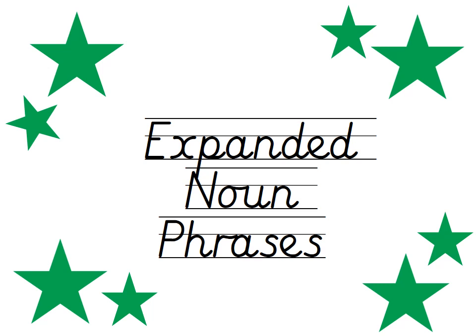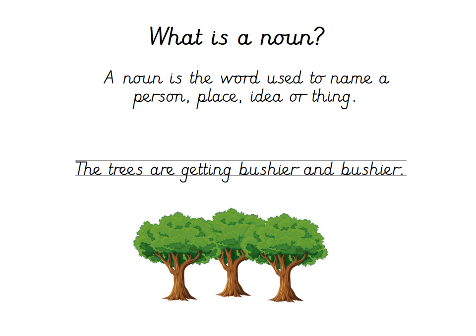Let's think together about what the words expanded, noun, and phrase mean. A noun is the word used to name a person, place, idea, or thing. We use many different types of words within sentences, and they all have different jobs. Every sentence must contain a noun. Can you spot the noun in this sentence? Let's read it together. The trees are getting bushier and bushier. Have you spotted the noun in this sentence? Well done. The noun in this sentence is trees.